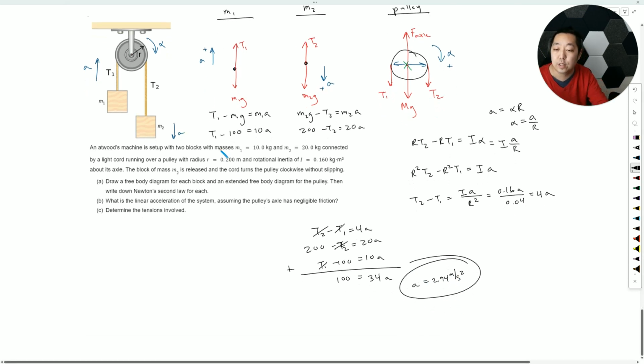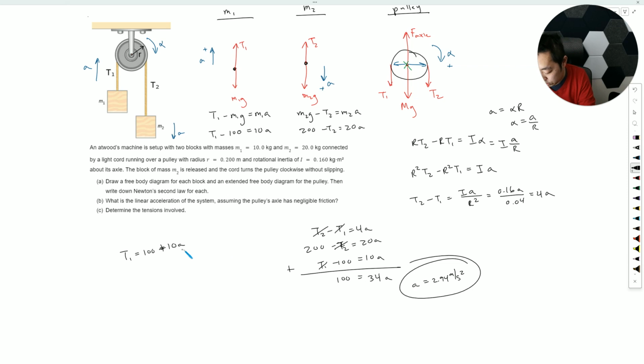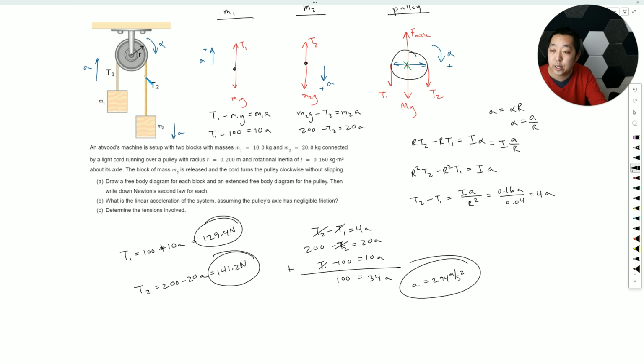And then you can now solve for the tensions. T1 is equal to 100 plus 10A. You just plug in the A in there. So times 10 plus 100, I get that's equal to 129.4 newtons. And then T2 is equal to 200 minus 20A, just rearranging that equation. And I get 141.2 newtons. And as you can see, T2 is greater. That's what causes this thing to have angular acceleration there.